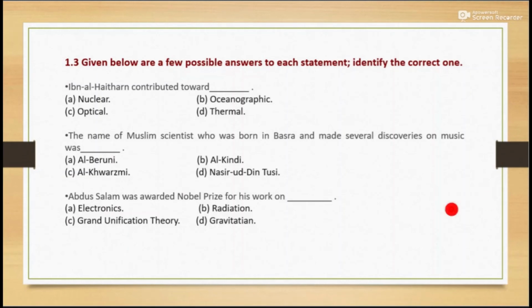Now, below are a few possible answers. In each statement, identify the correct one. Now, Ibn al-Haytham's contribution toward physics, answer C is correct. Answer optical. Name the Muslim scientist who was born in Basra and made several discoveries on music: Al-Biruni, Al-Kindi. B is the answer. B is correct. Abdul Salam was awarded the prize for his work on the grand unification theory.